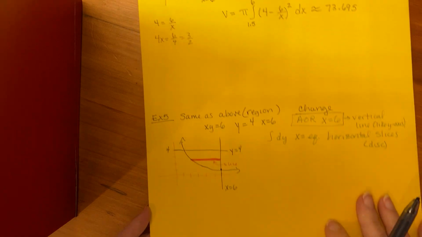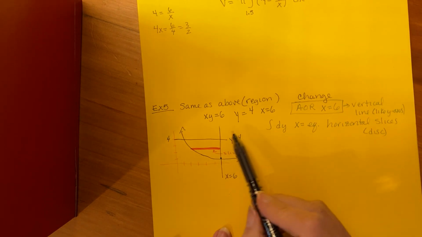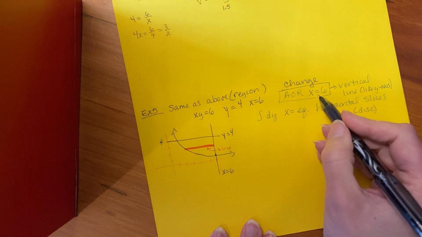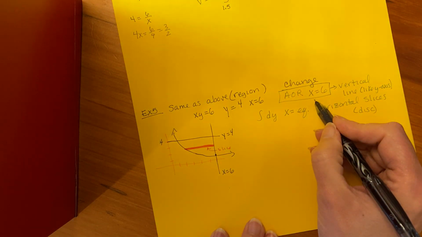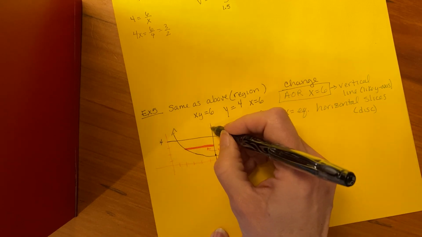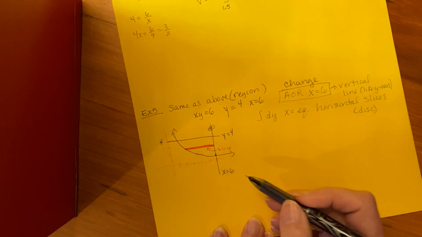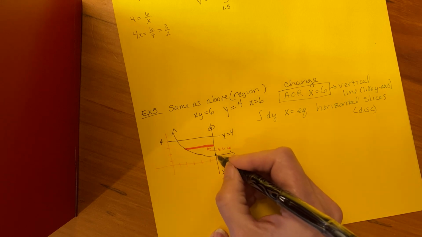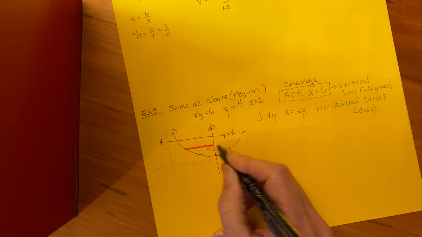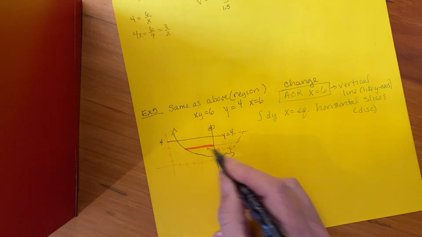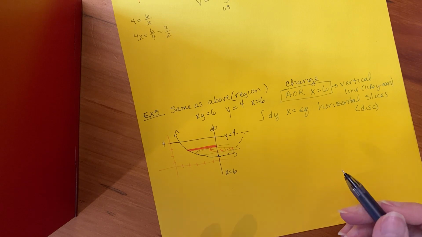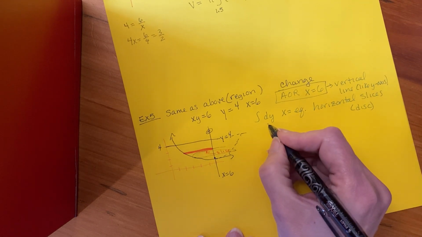So the last example here we're going to do, we look at the same region as above, everything is the same except they're changing this axis of rotation on us. And instead of it being the line y equals 4, it's going to be the line x equals 6. So we're going to revolve this around this way. Okay, and then we slice through here. And so we'd have discs going through here, like so. All right, so that means I need dy.